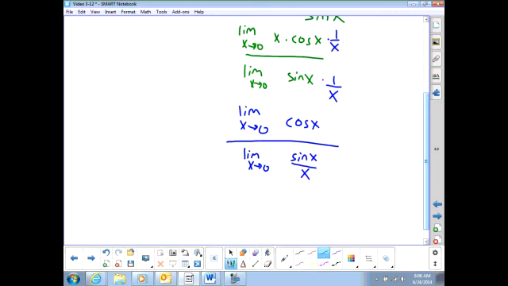Well, the limit as x approaches 0 of cos x, that's something we can do direct substitution with. When you plug in 0 to cos x, you just get back 1. And in the denominator, we know the limit as x approaches 0 of sine x over x is just 1. So in the end, this will just give us 1.